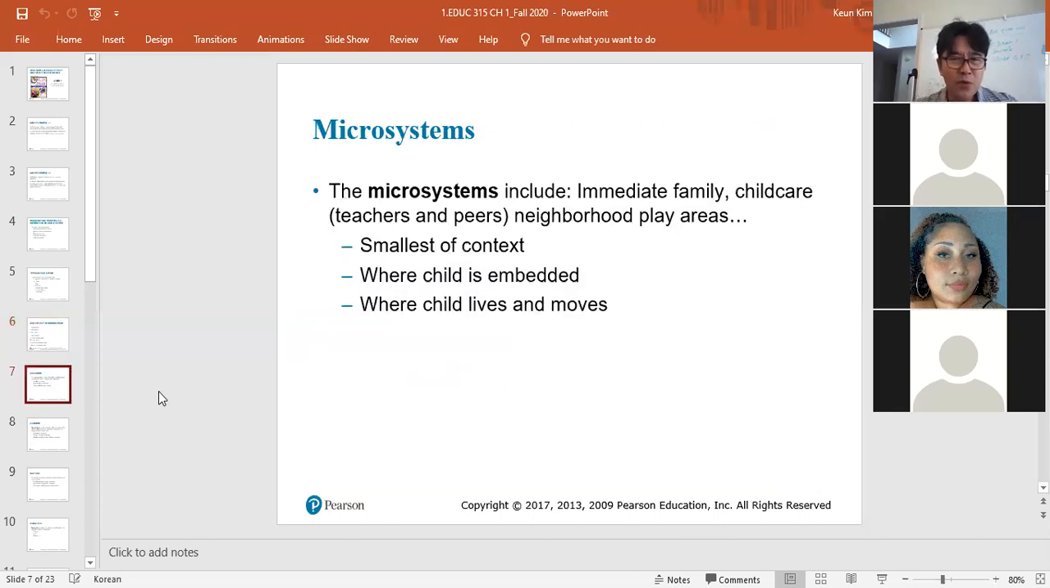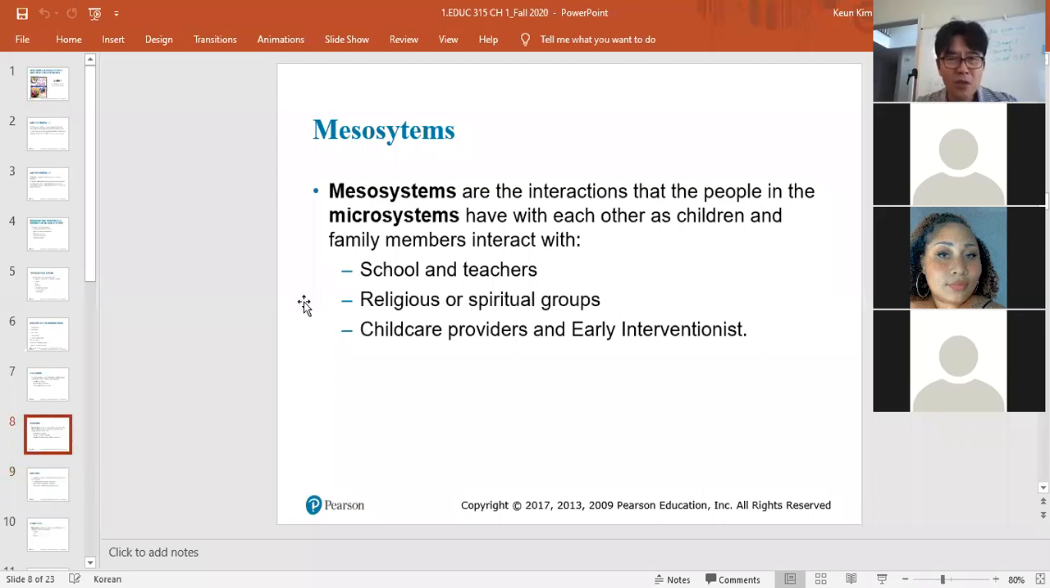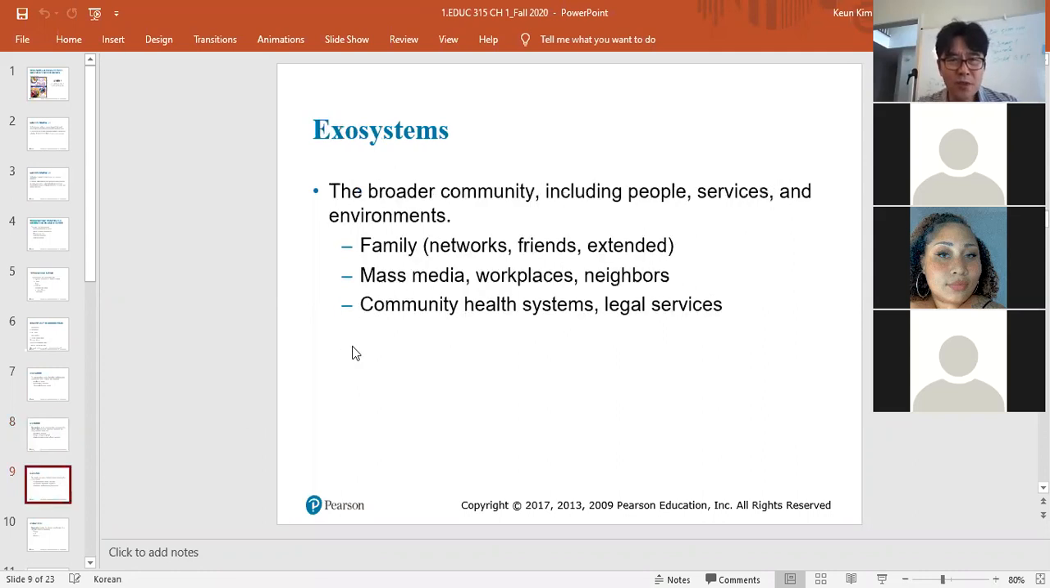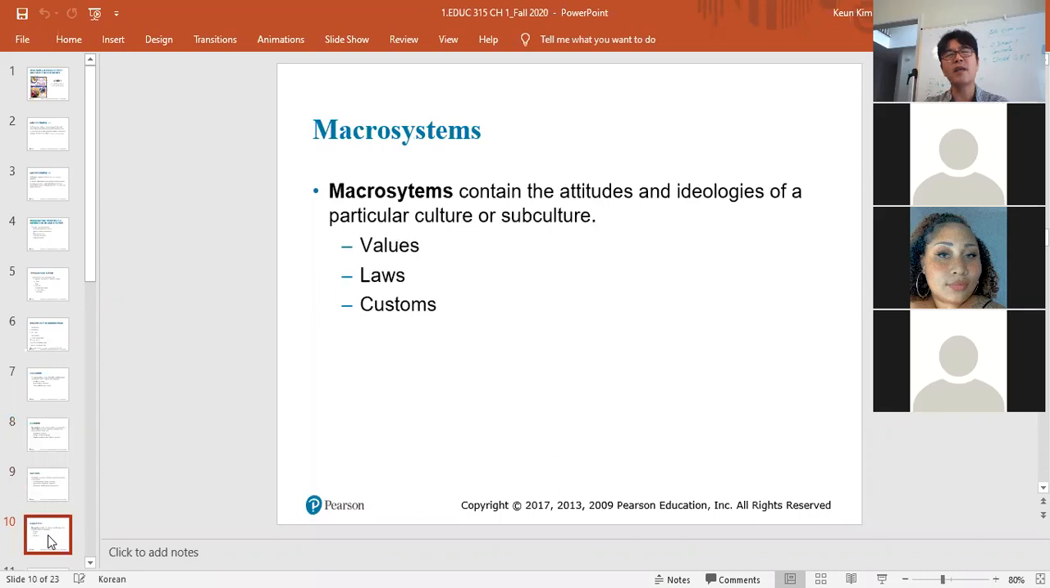Okay, the microsystem holds the child at the center and is the core of the system theory. The mesosystem includes school, teachers, neighbors, and friends, a little bigger than the microsystem. The exosystem includes family, mass media, workplace, neighbors, your small community, and the health system. And the macrosystem usually contains attitudes, ideologies, and invisible values. So laws, customs, moral standards, and some ethical codes are a part of the macrosystem.